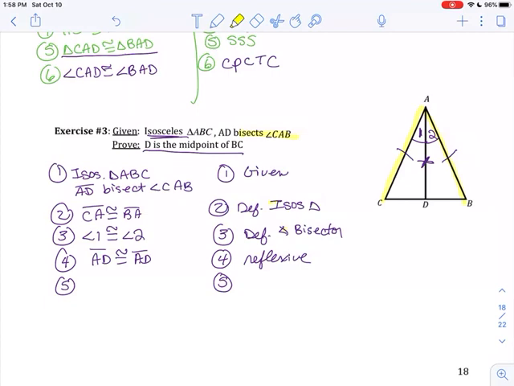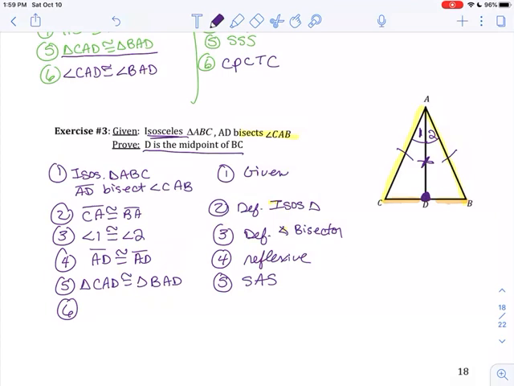Now ultimately, I'm trying to prove D is the midpoint. But in order to prove D is the midpoint, that would mean, let me get a different color, that CD has to equal BD. If D is the midpoint, then those two orange segments would have to be congruent. The only way I can get those orange segments congruent is if the triangles are first congruent. Are the triangles congruent? Well, look at my picture. Yeah, I have side angle side. So I'm going to say triangle CAD is congruent to triangle BAD by side angle side.